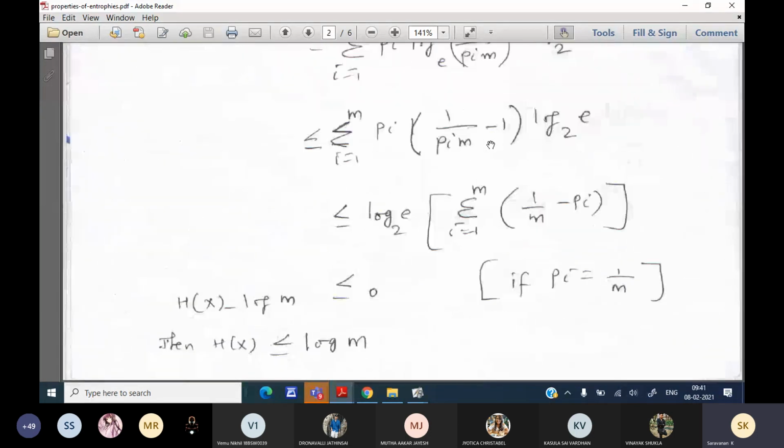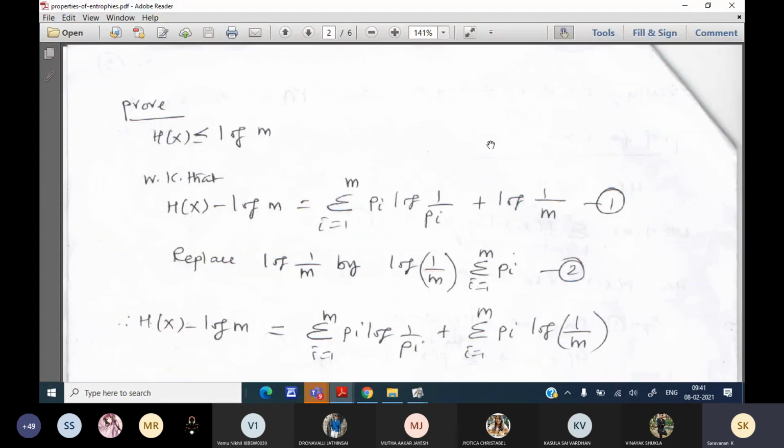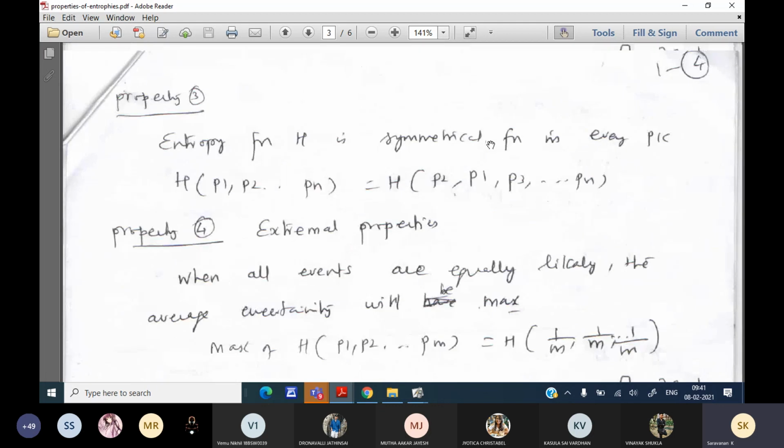Anyway, we have verified this one. What is the lower bound value and upper bound value for H(X)? That proof also we have done. Anyway, next class we can continue.